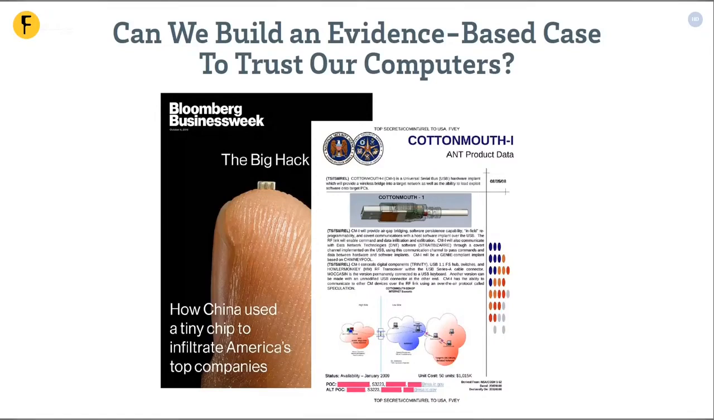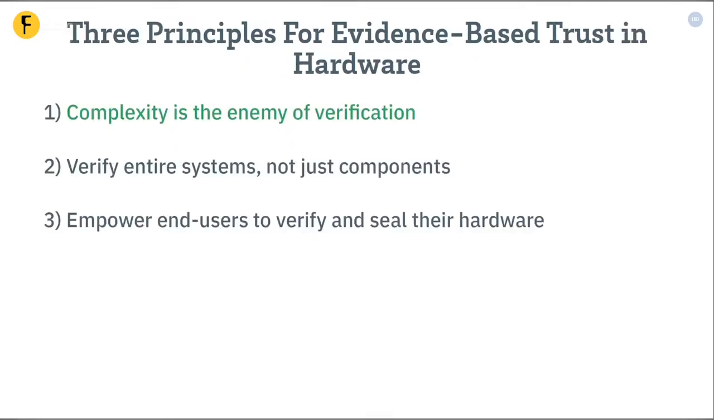So I've been thinking a lot about this, and I think I've managed to reduce it: if you really cared about evidence-based trust, there are three principles that are important to embody to fix this problem. First is that complexity is the enemy of verification. Second is that we should verify entire systems and not just individual components. And finally, we really need to make sure that end users are empowered to do the verification, and not just certification agencies or third parties or whatever it is. We'll spend the next few minutes going through what each of these implies.